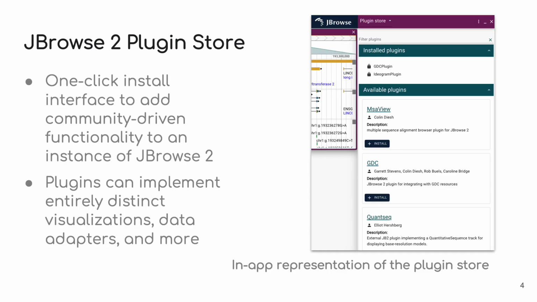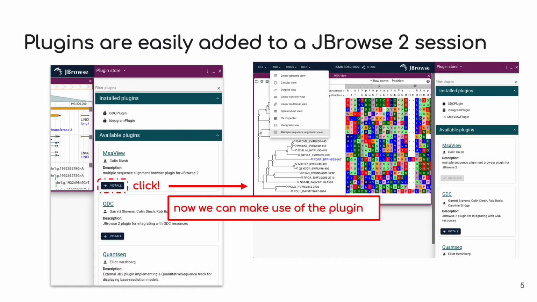To facilitate community contributions to JBrowse 2 through plugins, we developed the plugin store. The plugin store is a one-stop shop interface for all plugins published with JBrowse 2, which readily exposes these rich feature sets to users with a searchable and comprehensive interface.